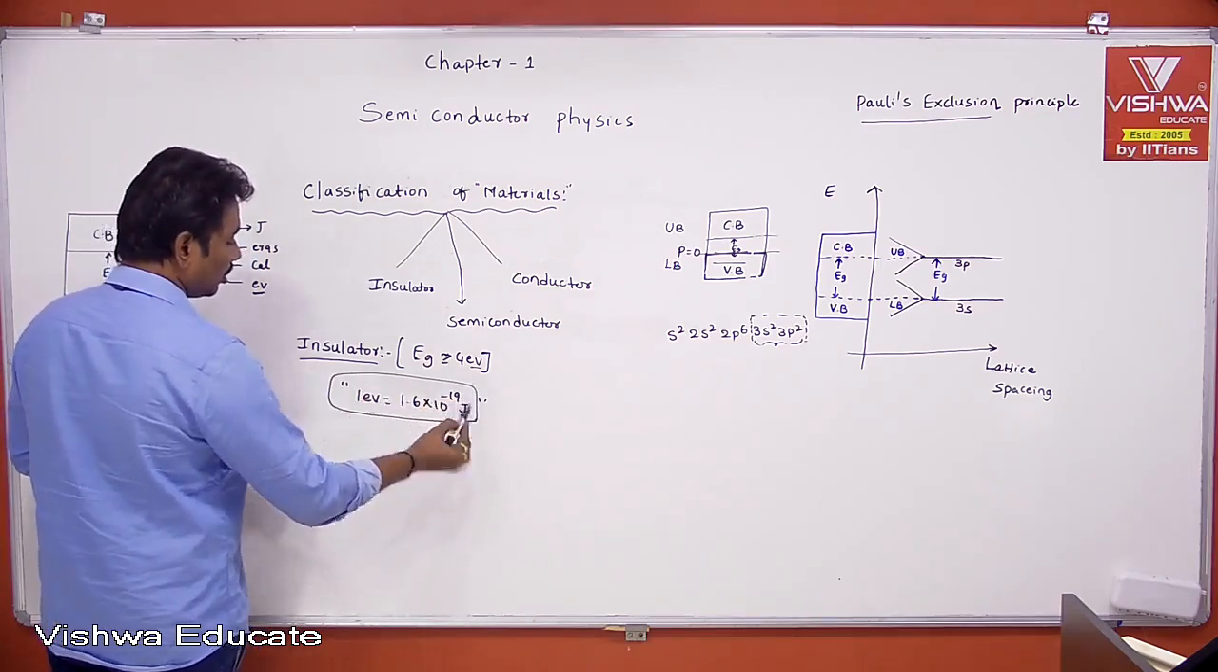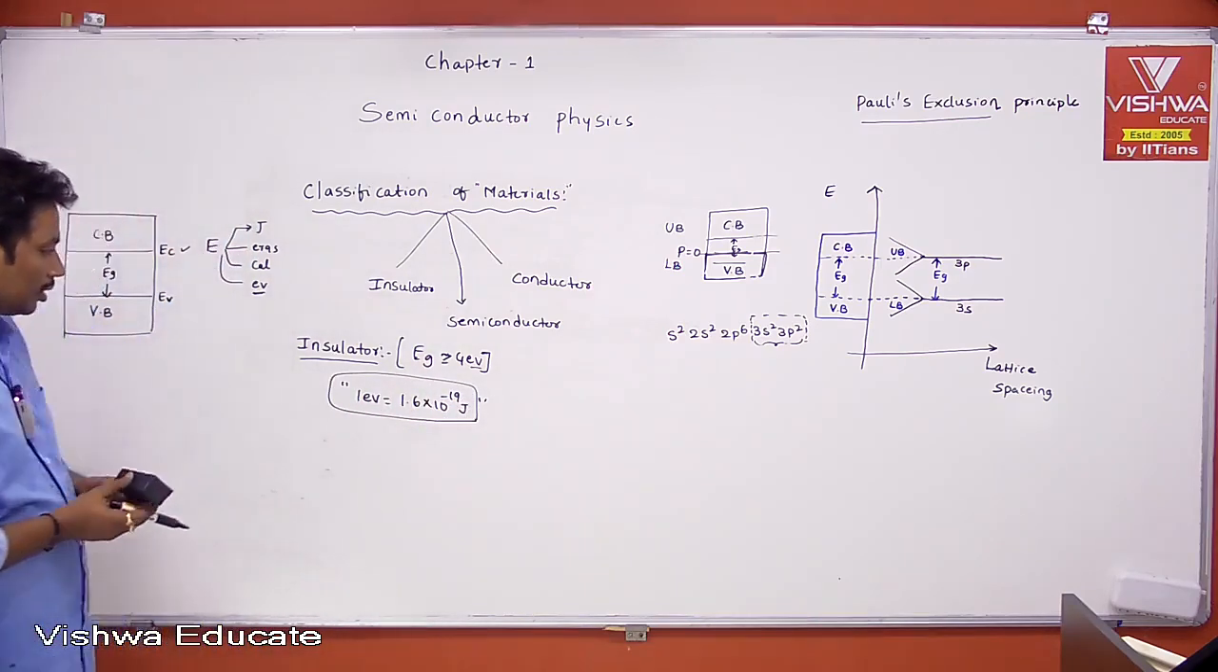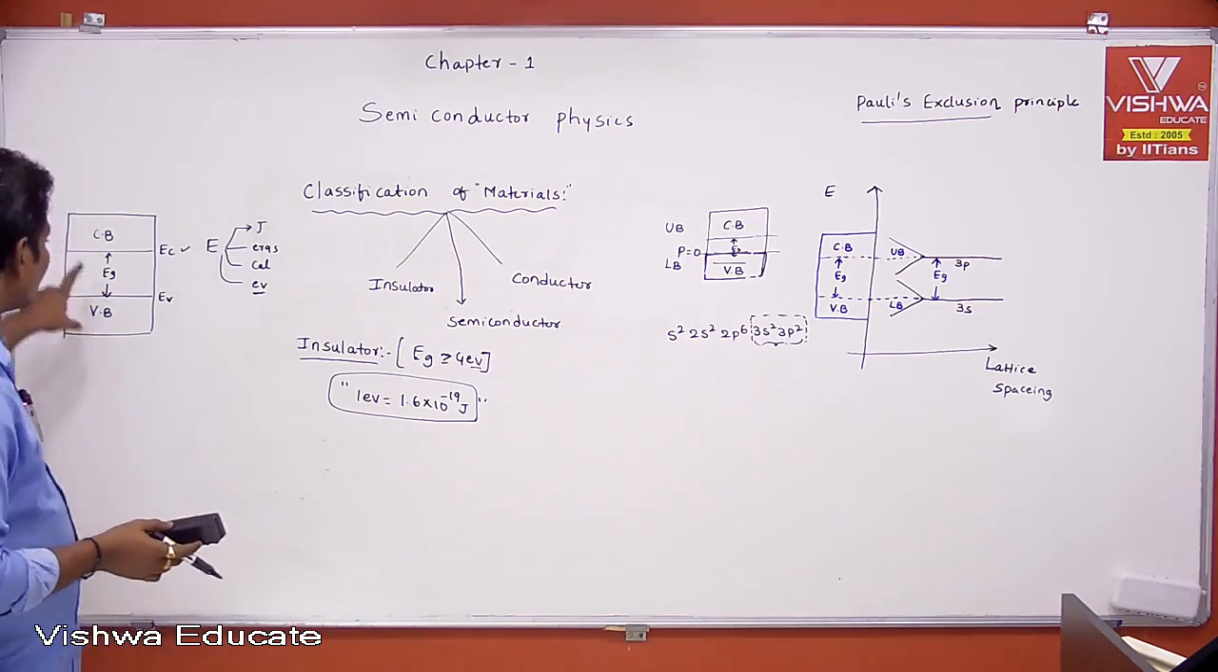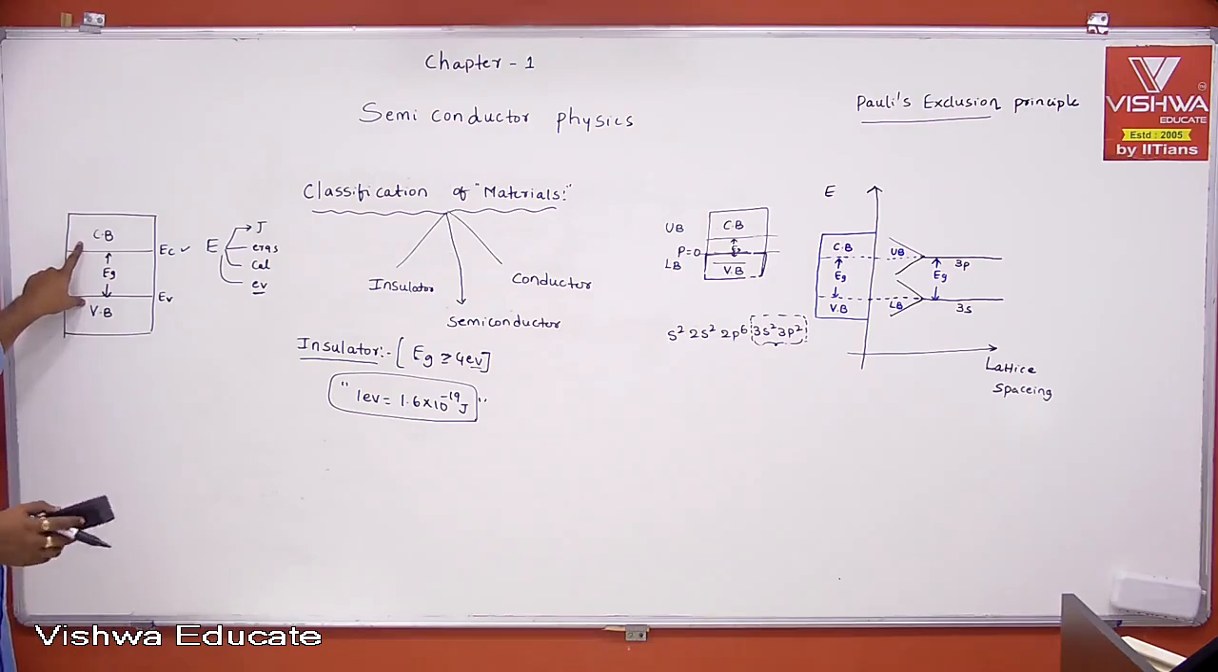Now, coming to the insulator. Insulator means the energy gap is very large. Due to this large energy gap, no electron moves from the valence band to the conduction band. If no electron moves from the valence band to the conduction band, then the conduction band is empty. If the conduction band is empty, the material is an insulator.